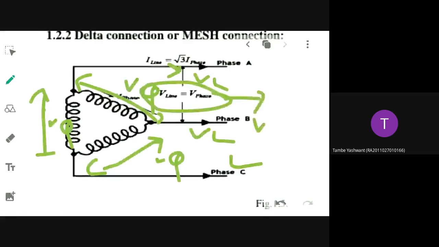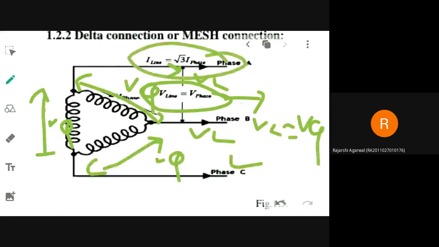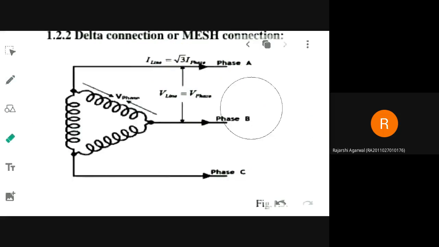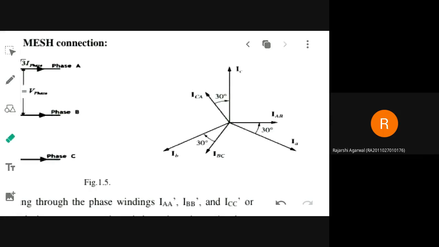But what about this relationship? I line is equal to root 3 I phase. That also should be derived. So again you have to draw the phasor diagram one more time, in the same fashion. Okay, are you able to see the phasor diagram now? Wait.